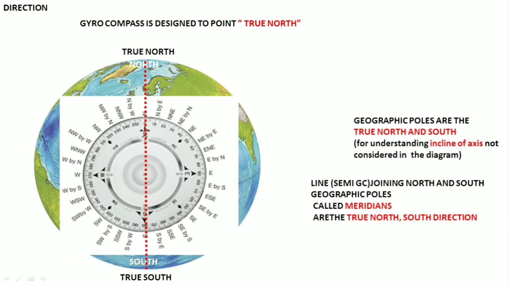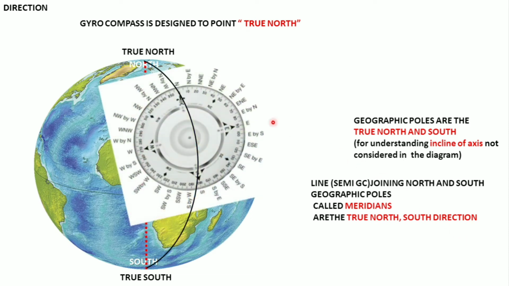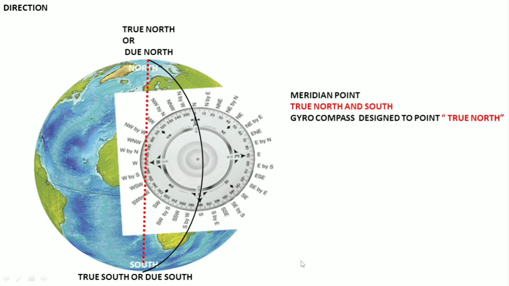And all the lines we had learned earlier, great circles and semi-great circles which join the north and south pole, are called the meridians. So the meridians would be the true north and south direction. As you can see here, the meridian points towards north and south. So meridians are always pointing towards true north and true south. And the gyro compass is designed to be pointing towards true north and true south.